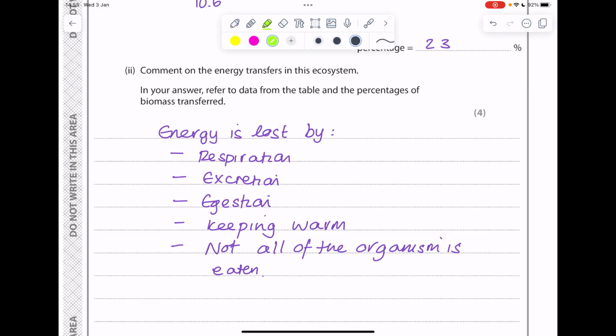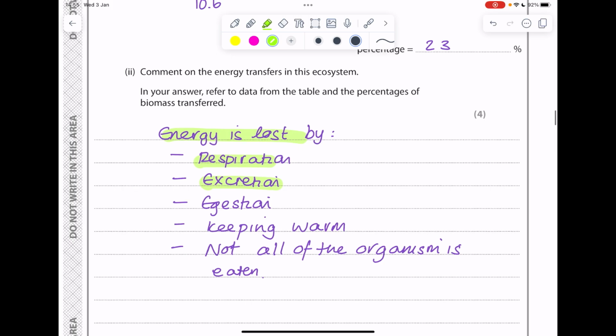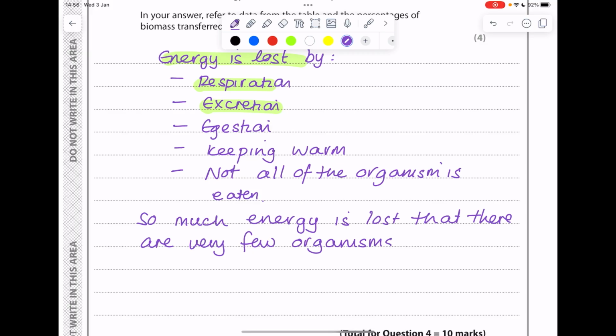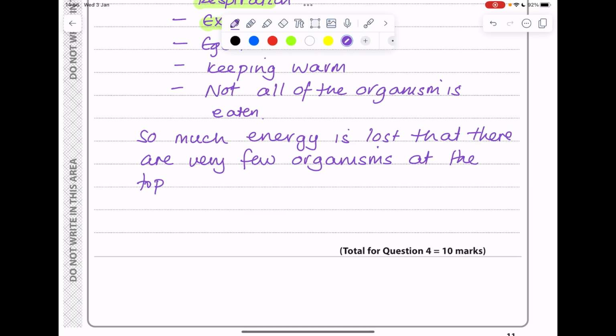So the mark is for pointing out that energy is lost. Then there's 2 marks for pointing out ways in which that energy is lost, but that's the maximum they'll give you for that sort of answer. So then we just need to talk about how so much energy is lost through all the different trophic levels that by the time you get to the top of the pyramid, you have very few organisms left. And that's how you'll guarantee your 4 marks.